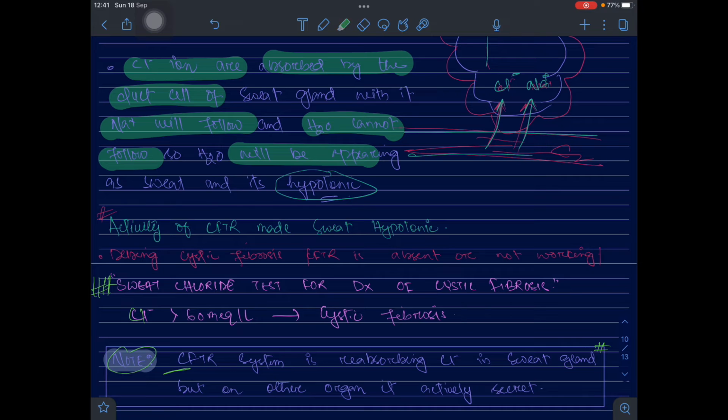Now if cystic fibrosis occurs and there is impairment or some mutation in the CFTR gene, what will happen? The mucociliary clearance mechanism will not be working. Once the mucociliary clearance mechanism doesn't work, microbes and foreign particles will be trapped. Suppose we are talking about the proximal part of the lung, there will be trapping of microbes and foreign particles.